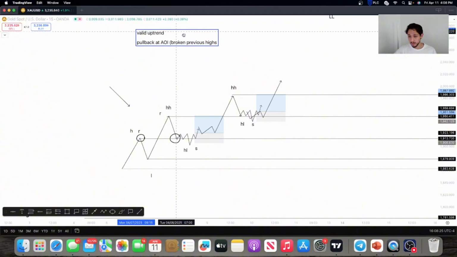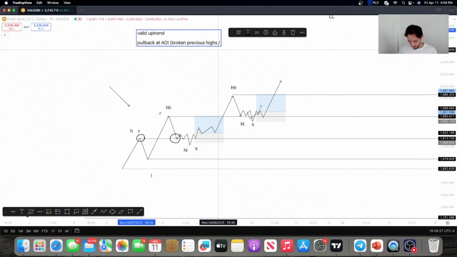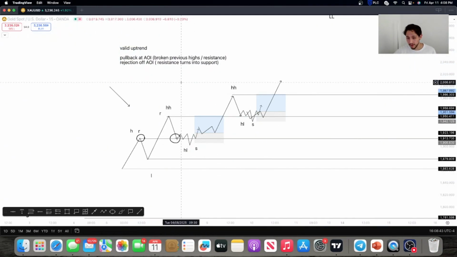Broken previous highs slash resistance. Rejection of areas of interest. Resistance turns into support. Boom. This is a valid confirmation, right? We're seeing that rejection of the areas of interest, which is resistance, now turns into support, and we have a pullback at areas of interest, which was a retest of the broken highs.